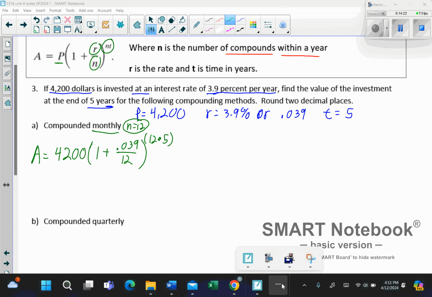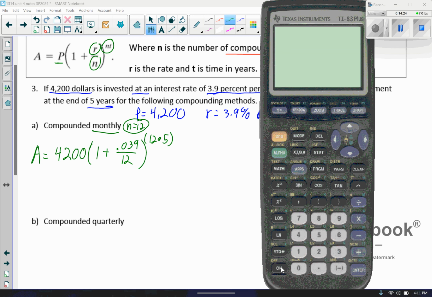So let me grab my calculator. And here we go. I have to start out with the 4,200, parentheses 1 plus, and then this fraction I can just type in as I see it. So it will be 0.039 divided by 12, close it, and now we're going to raise it to the power of 12 times 5.